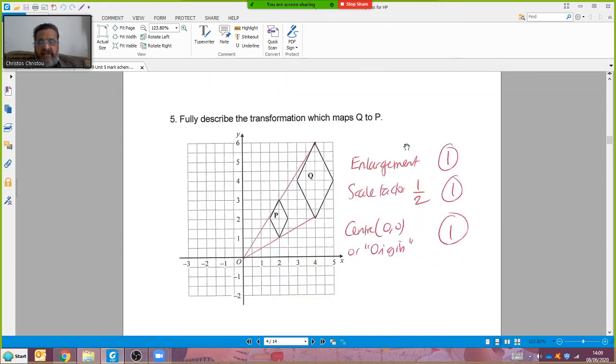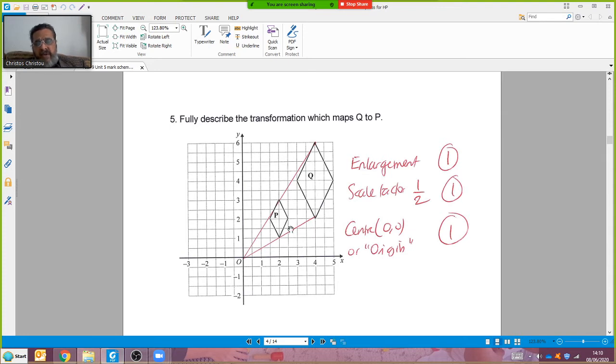Now let me introduce you to some careful reading. That goes for all of you, without exception. Describe fully the transformation which maps Q onto P, not P onto Q. It's Q back down to P. Well, it's clearly an enlargement, 1 mark. Don't have the word enlarged, please. That's not a transformation. Call it an enlargement. And since we're going from Q down to P, it's half size, scale factor of half.